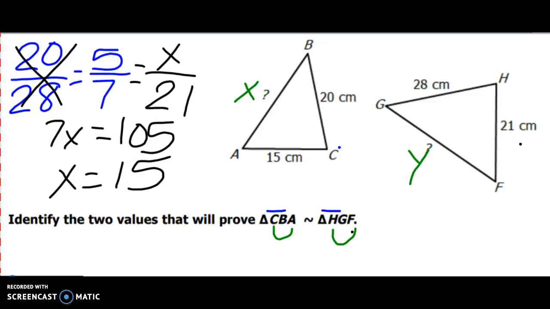If I use the same proportion, 5/7, and I'm comparing GF now, that's going to be my y value. G to F is going to be B to A, and we just found that B to A was 15. So if this one is also 15, you're done.